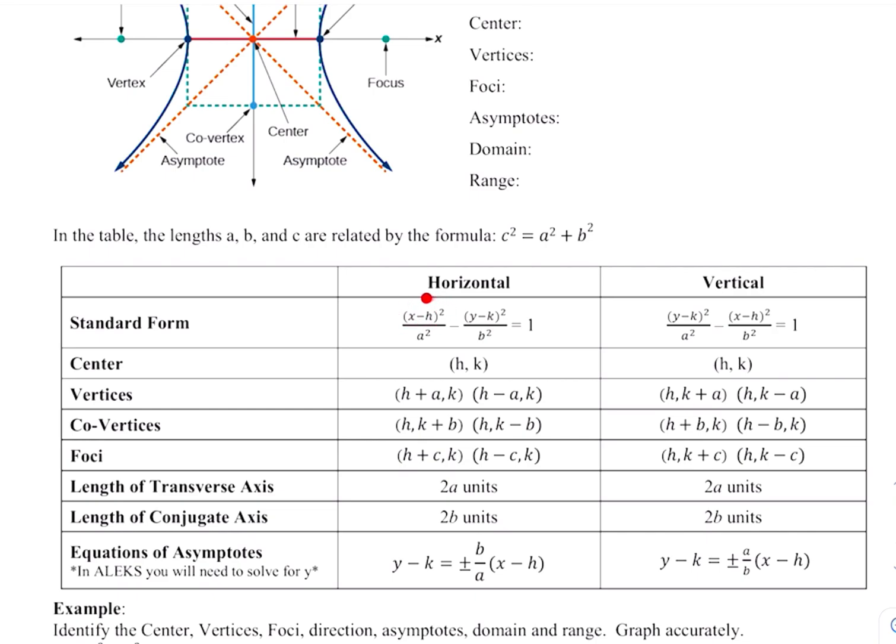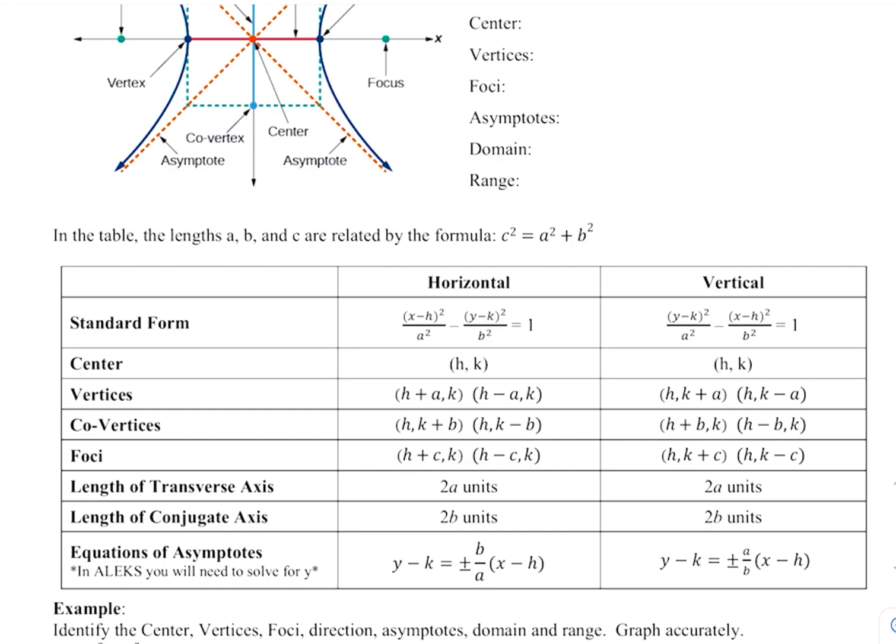If my x squared group is positive, that tells me that it's horizontal and the U's are going to open to the left and to the right. And if our y squared term is positive, that tells me that it's going to be vertical, so our U's will open up and down. But again, a is always going to be underneath our positive squared term, b is always underneath the negative squared term this time. So it's important to remember those subtle differences. And again, if you forget, all of this information is on that gold formula sheet that we've been using.